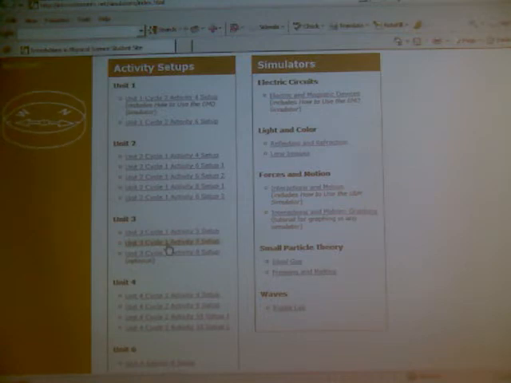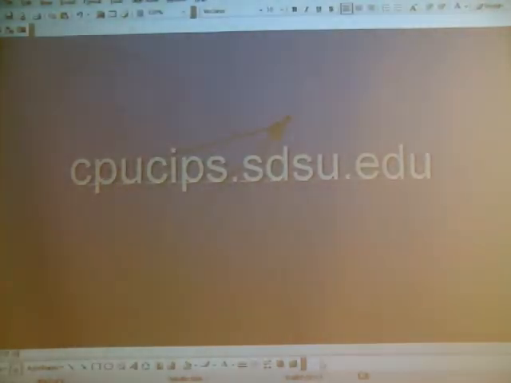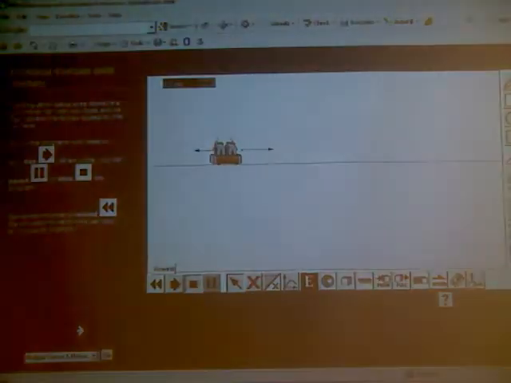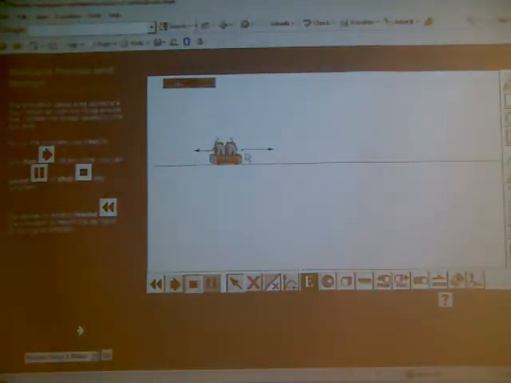The one that we're going to be working with today is Unit 3, Cycle 1, Activity 7 setup, which I already have right here. These two arrows represent forces, forces exerted by these two fans.